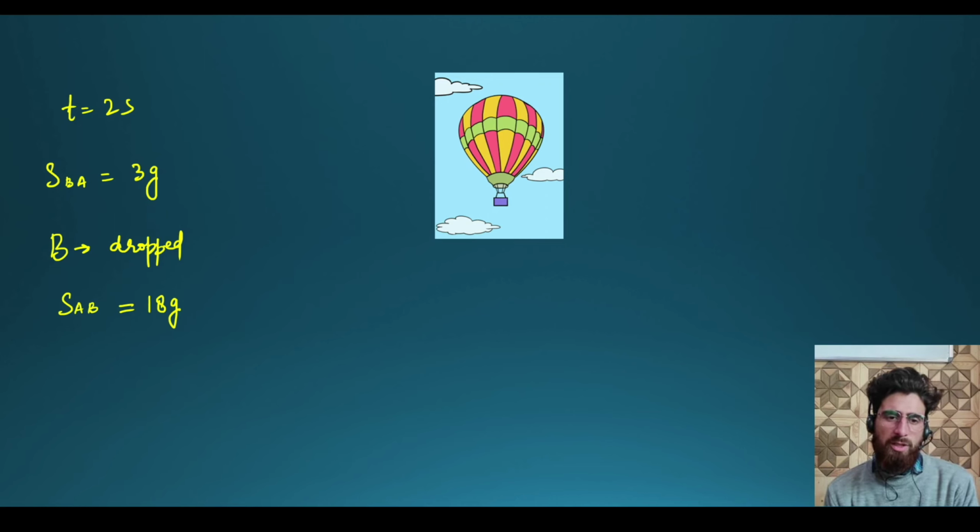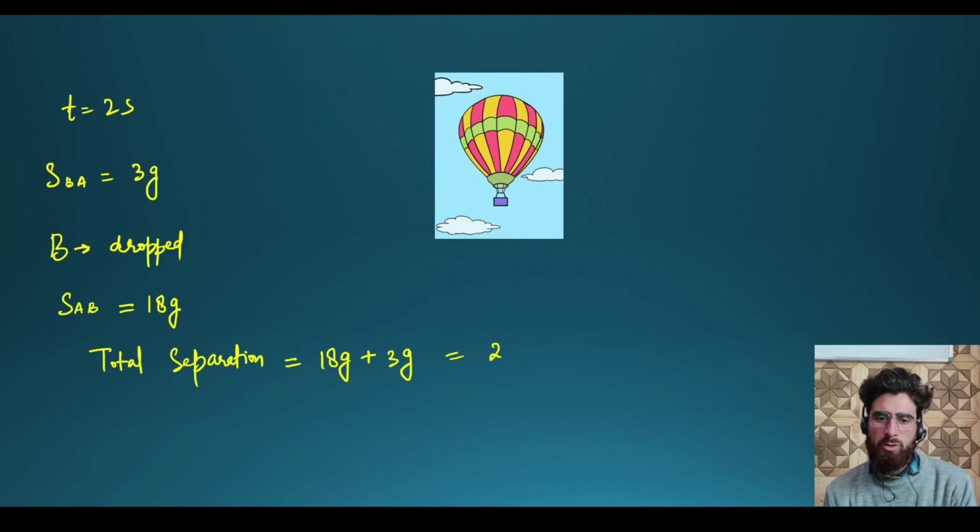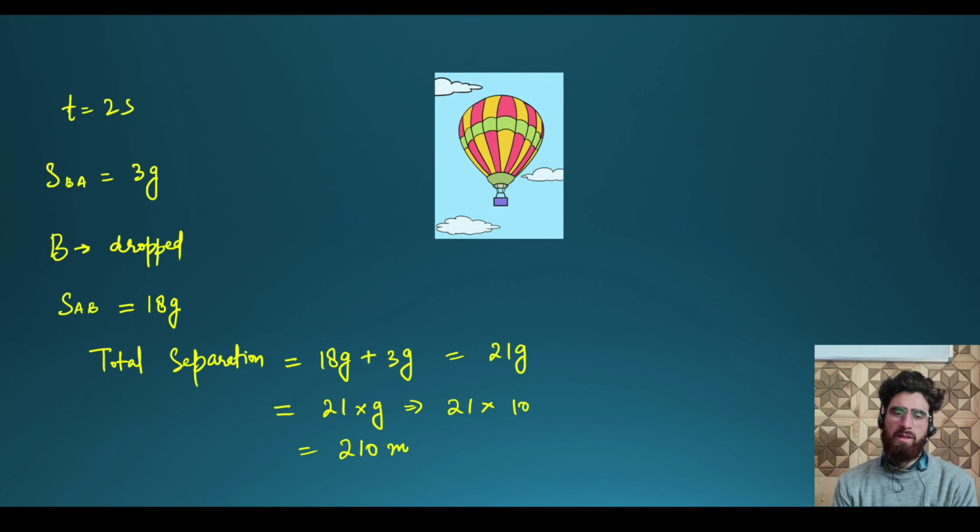So what comes out to be the total separation? Total separation will be equal to 18g plus the initial separation that was 3g, that's coming out to be 21g. So g equals 10 meters per second squared, that's 21 into g, which is equal to 21 into 10, or it's going to be 210 meters. Thank you.